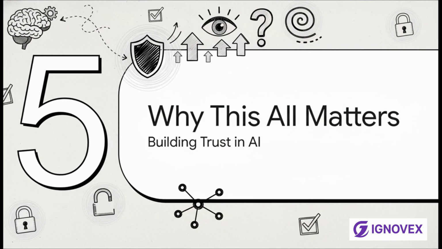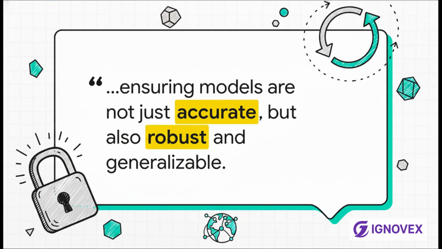So let's bring it all home. We've been talking a lot about the what and the how, but let's just focus for a second on the why. Why does this technical process matter so much? Because at the end of the day, we need to build AI systems that we can actually trust. Cross-validation is the bedrock of that trust. It's the process that ensures our models aren't just getting lucky on one particular test, but that they are genuinely robust, they're reliable, and they are ready for the messy complexities of the real world.